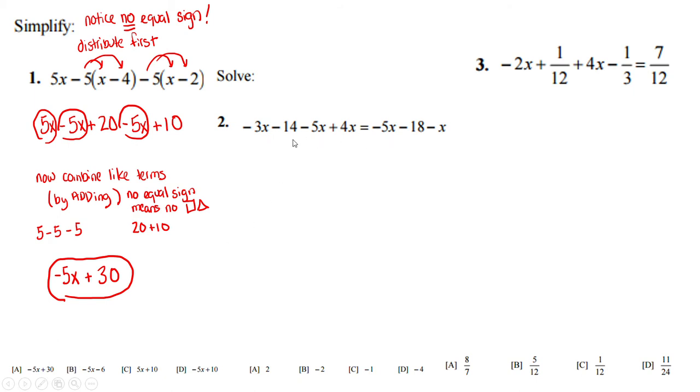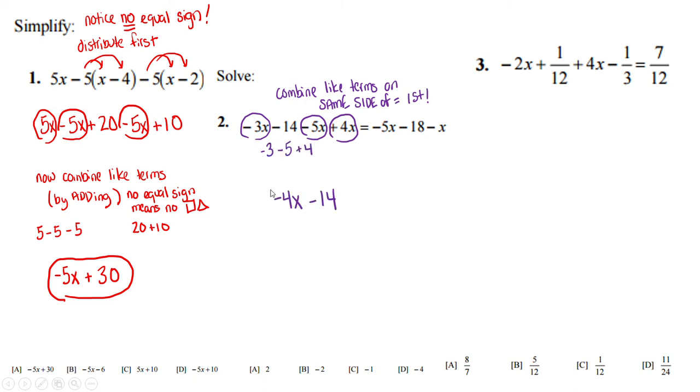But before we solve using our rectangle triangle, we're going to combine all of the terms on the left-hand side, then all of the terms on the right-hand side before we keep going. So if I combine all the x's on the left-hand side, I'm going to be doing -3 minus 5 plus 4. These combine together to be -4x minus 14. I'm going to drop down my equal sign, and then I'm going to combine the x's on the right-hand side to be -5 minus 1. -5 minus 1 combined together to be -6x minus 18.